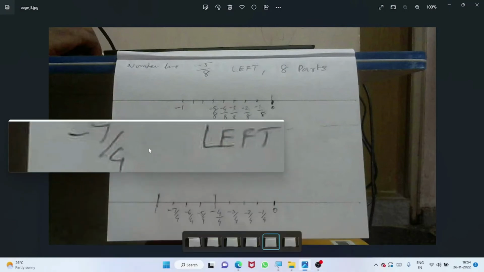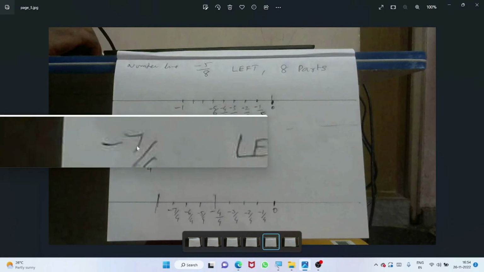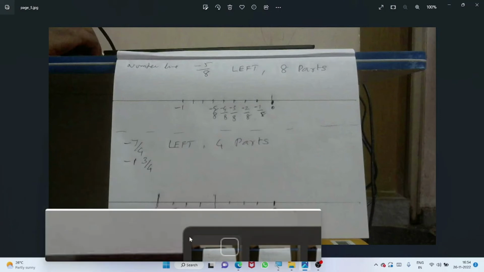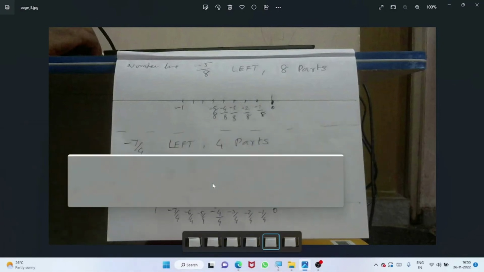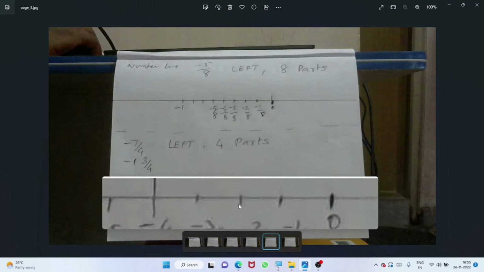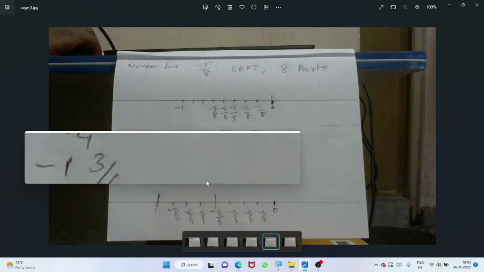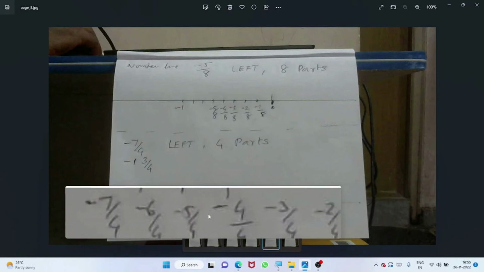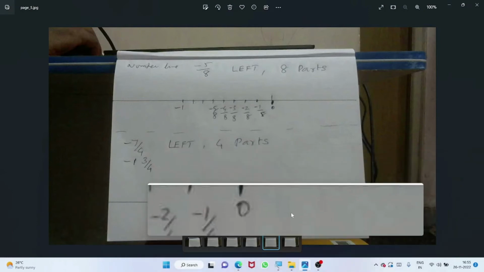Okay, now you see minus 7 by 4. Here the numerator is greater than the denominator, so I simplify it. Even then, you can put the negative number left of 0, and there are 4 parts between 0 and minus 1: 1, 2, 3, 4. Now we have to mark minus 7 by 4: 1 by 4, 2 by 4, 3 by 4, 4 by 4, minus 5 by 4, minus 6 by 4, minus 7 by 4. Okay.